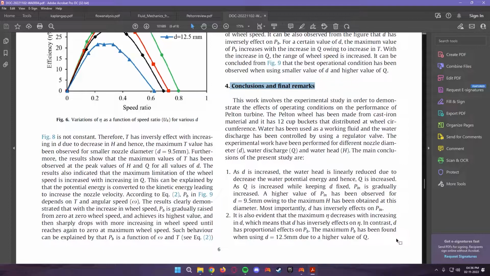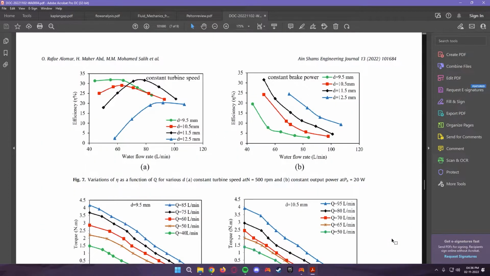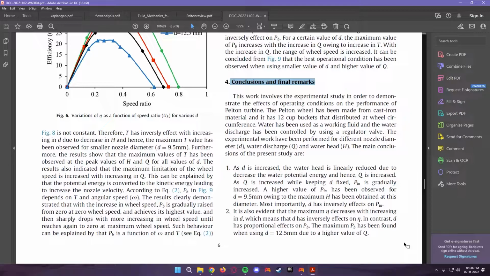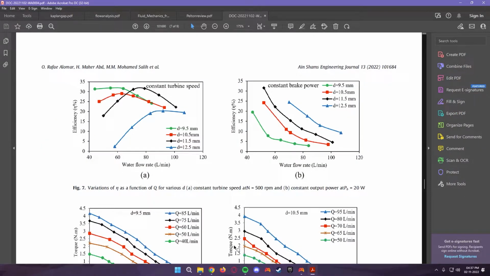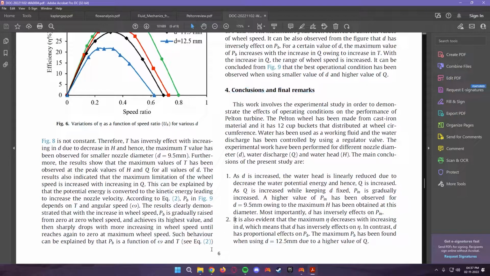First, as D is increased, the water head is linearly reduced due to the decrease in water potential energy, and hence Q is increased. As Q is increased keeping D fixed, P gradually increases. A higher value of P has been observed at D equal to 9.5 mm, and the maximum H has been obtained at this diameter. It is also evident that the maximum decreases with the increase in D, which means an inverse effect on N.